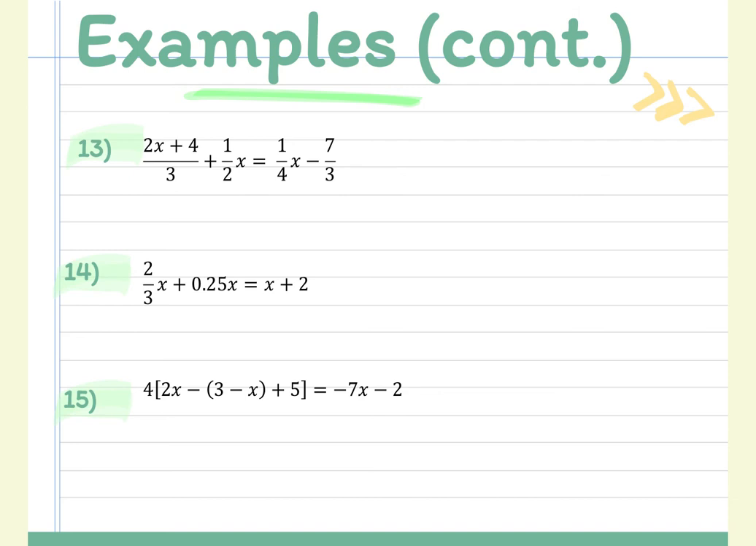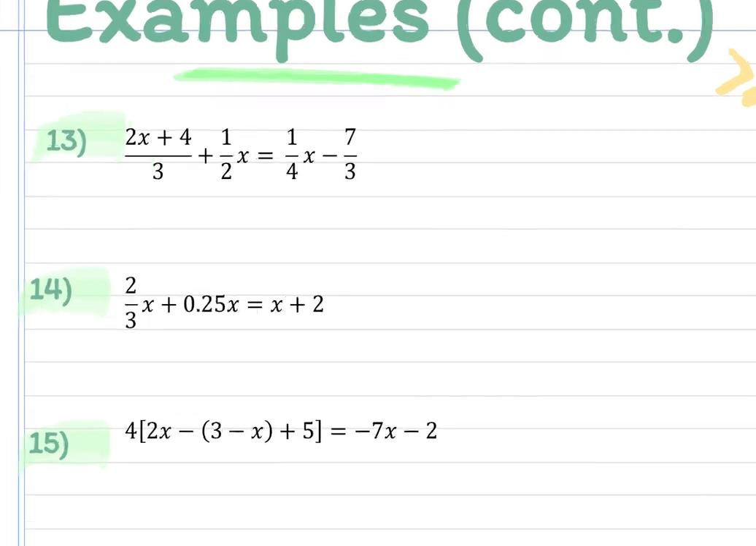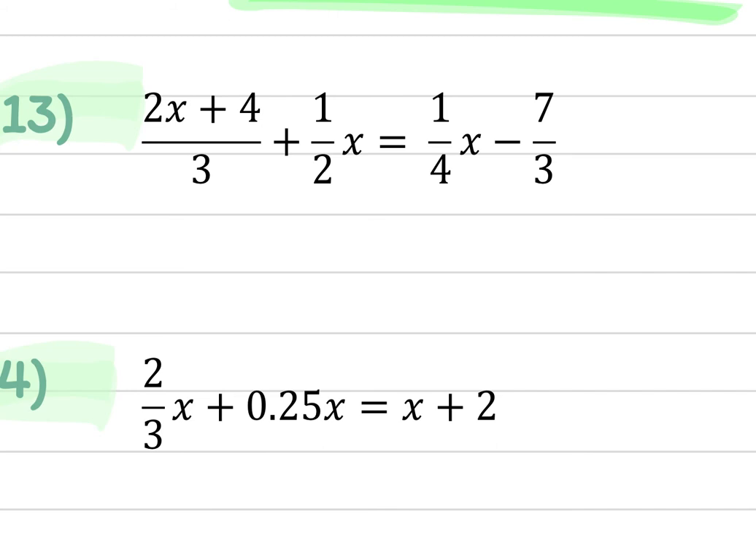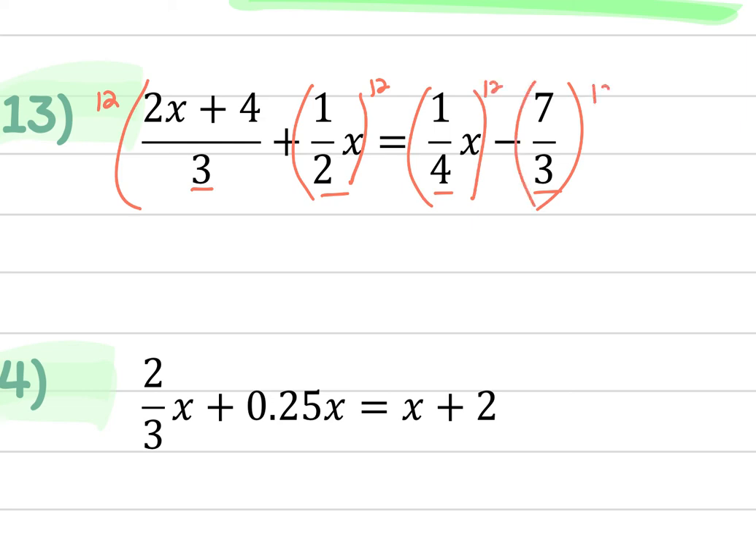All right, you do 13, and then I'll do 13, and then I'll pick back up. So what are you going to multiply everything by in 13? 12, good. I would see what 3, 2, 4, and 3 all go into, and that's 12. So I'm going to multiply it times this fraction, this fraction, this fraction, and that one.